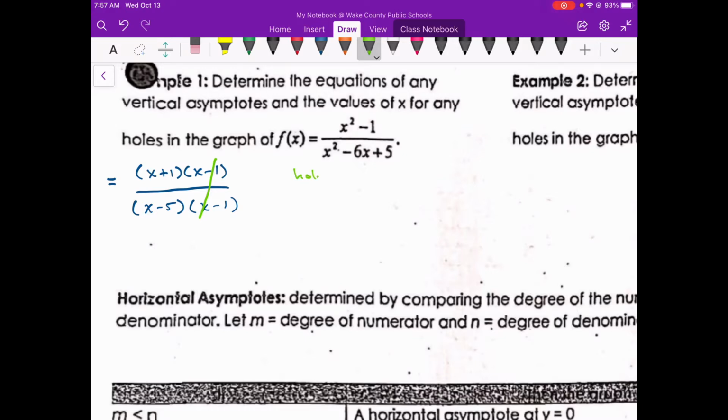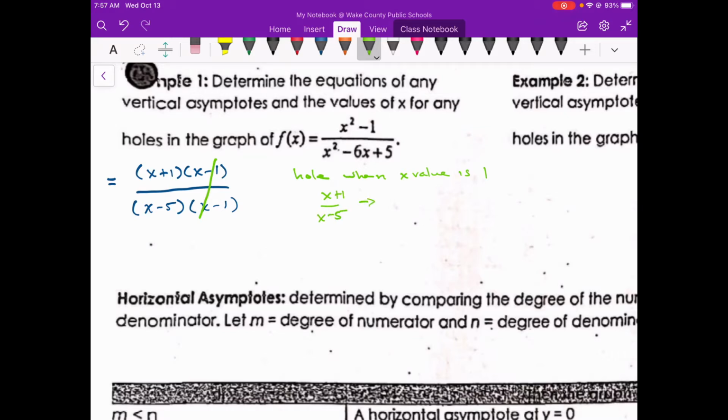So we're going to have a hole when the x value is positive 1, because if I solve x minus 1 equal to 0, x would equal 1. But remember, a hole is a point, so I have to take that 1 and plug it back in. What's left over is x plus 1 over x minus 5.